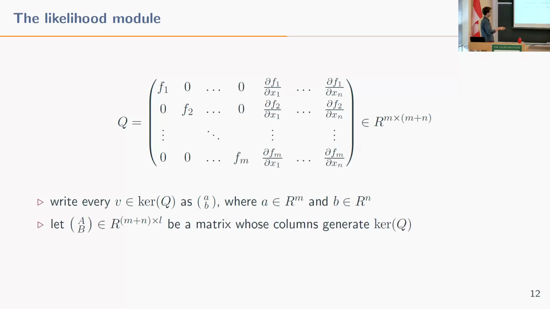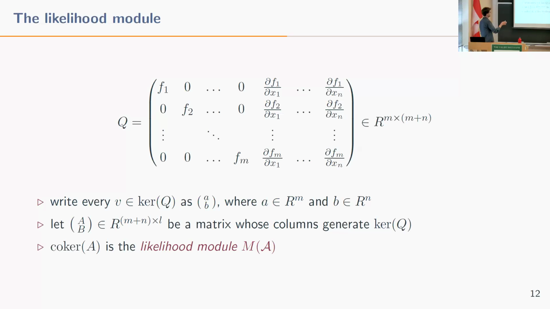And now I take a whole generating set of this kernel Q. I write it in this way, and then I put all the columns next to each other, and I obtain two matrices, A and B. And the co-kernel of this matrix A is what we call the likelihood module.